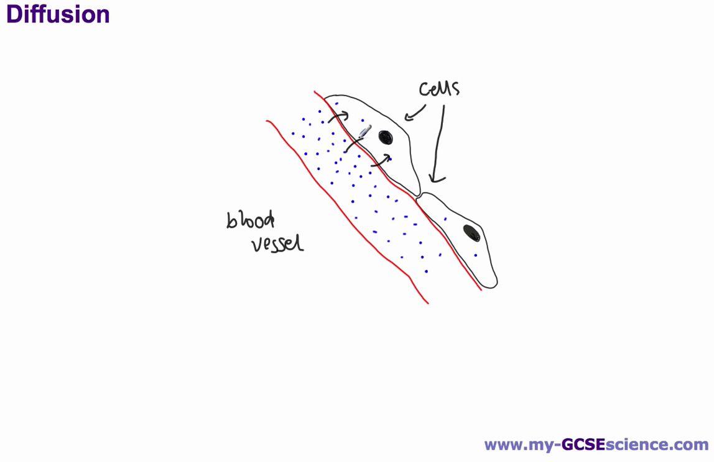Okay, and you can imagine this is very important because cells need oxygen, and so diffusion allows this process of oxygen moving from the blood vessel into the cells to happen.